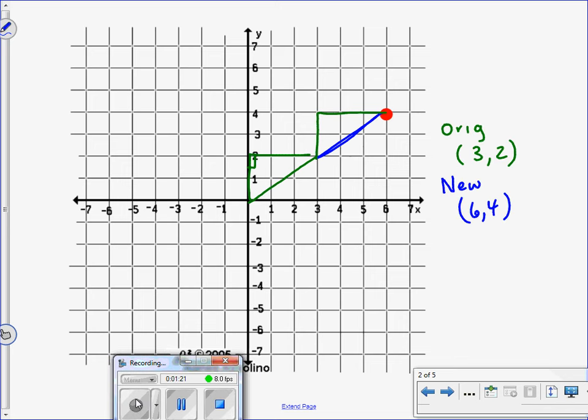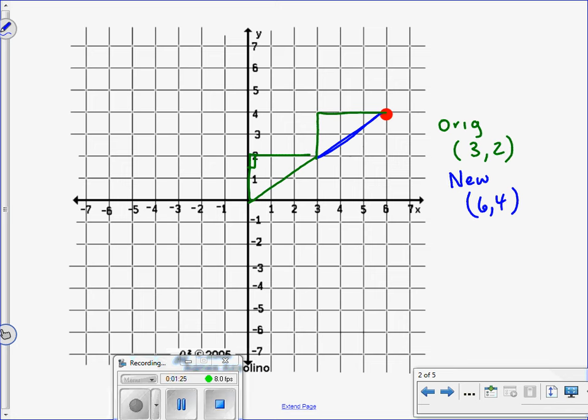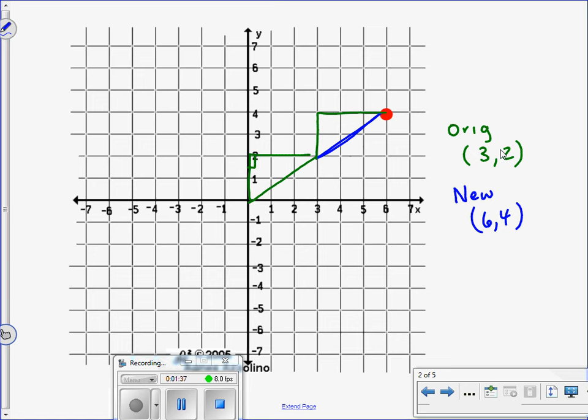Now just take a look at these points and see if you can figure what happened. Here's my original point, and here's my new point that's twice the distance out, 6, 4. Now just look at that. It went from 3, 2 to 6, 4. It's twice as far out. Hopefully you can see that I just took the coordinates and multiplied them by 2.